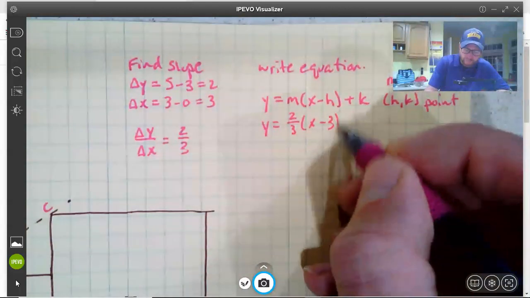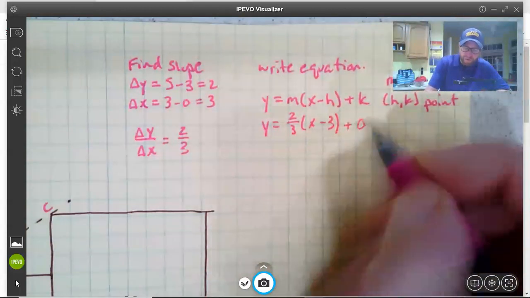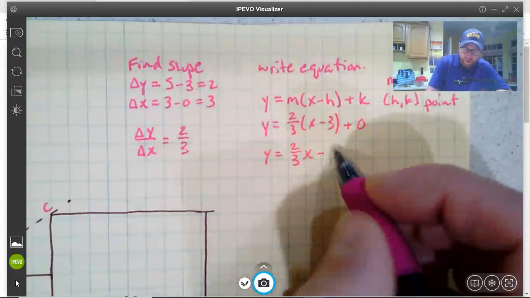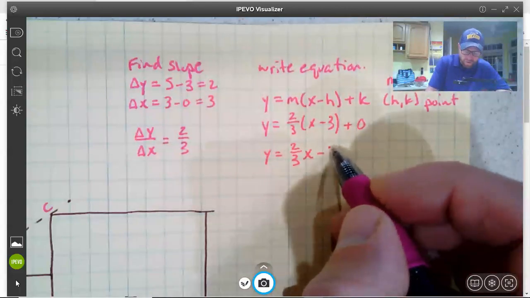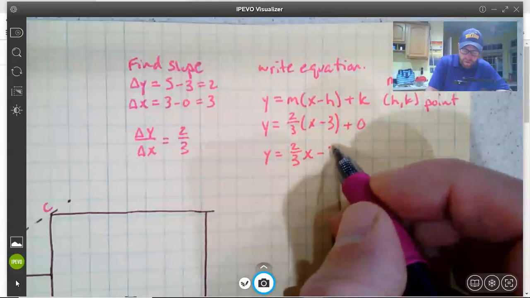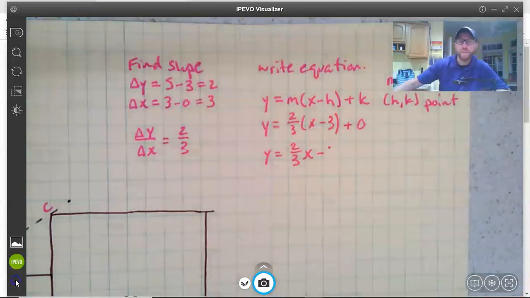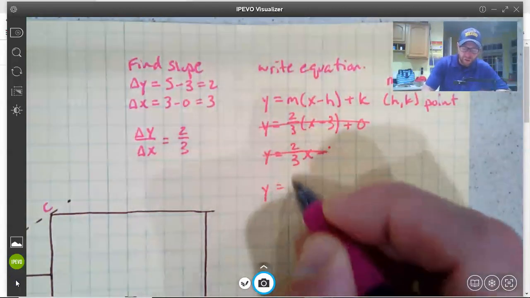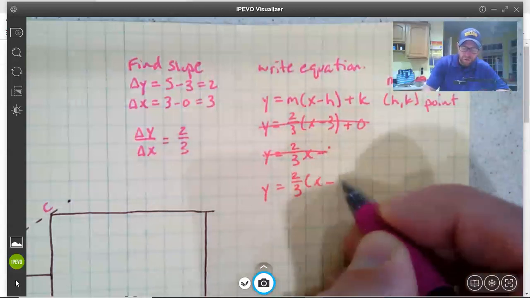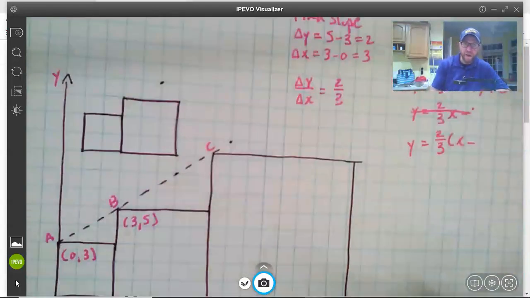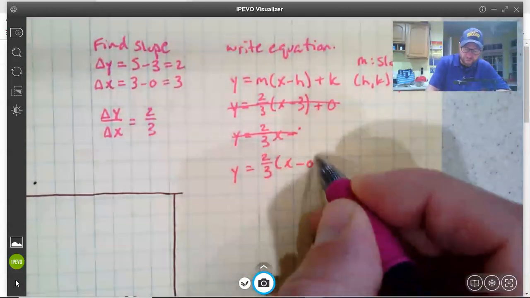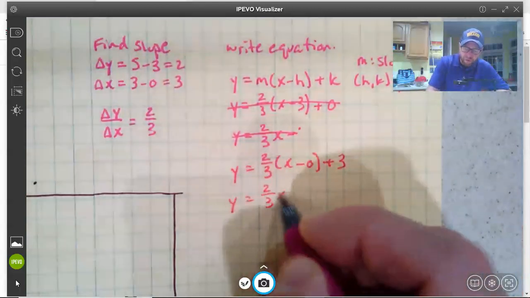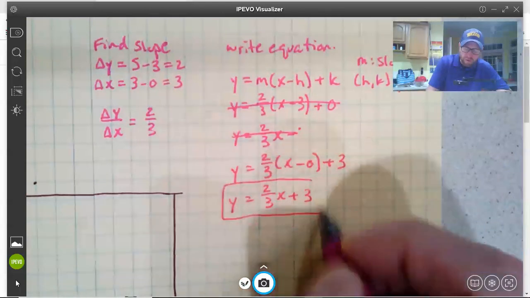And plus... So I'll distribute here, and that's 2/3 x minus... hold on a second. Hey, I'm daydreaming. I completely filled this out wrong. That's y equals 2/3 x minus 0. The x coordinate is 0. So I was doing something wrong there. Plus 3. So y equals 2/3 x plus 3 is our equation.